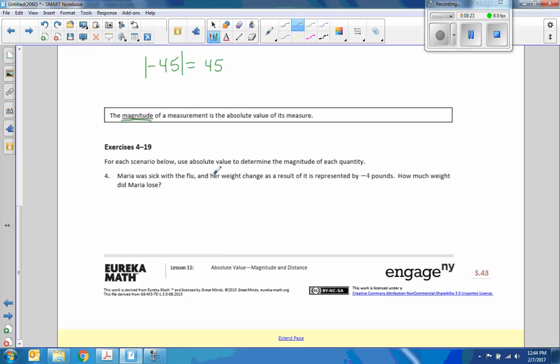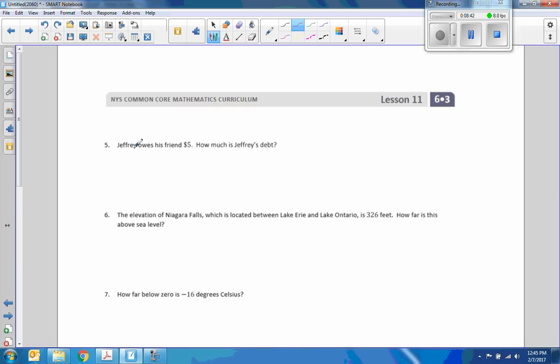Maria was sick with the flu, and her weight changed as a result of it. It is represented by negative 4 pounds. How much weight did Maria lose? So I'd say negative 4 absolute value, which is the magnitude of the situation, is 4 pounds. So you would say Maria lost 4 pounds. Jeffrey owes his friend $5. How much is Jeffrey's debt? So if owing is a negative 5, how much is his debt is the magnitude of negative 5, which is $5. So Jeffrey's debt is $5.